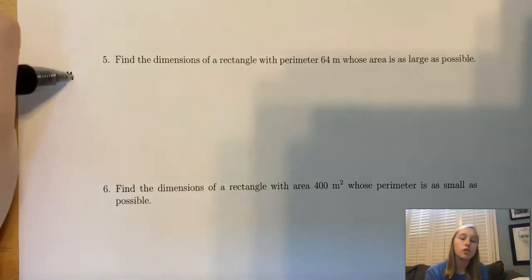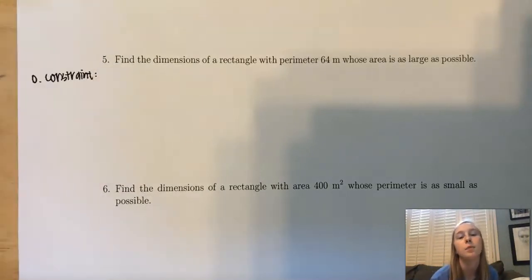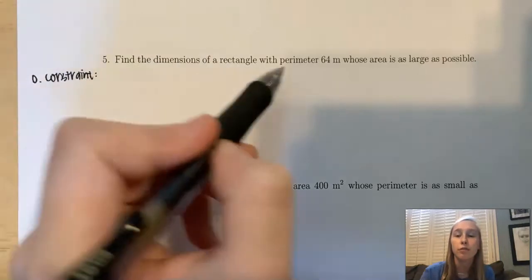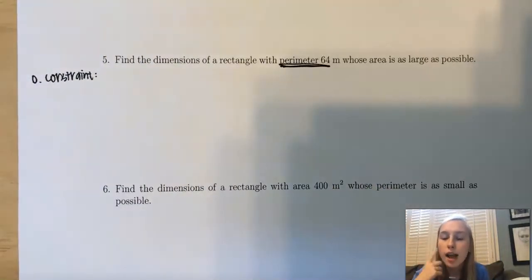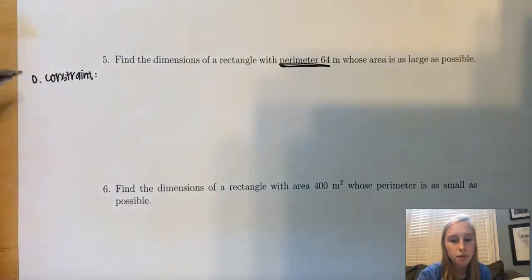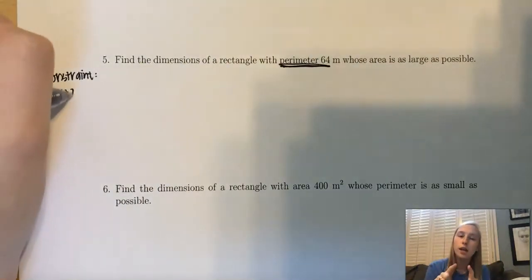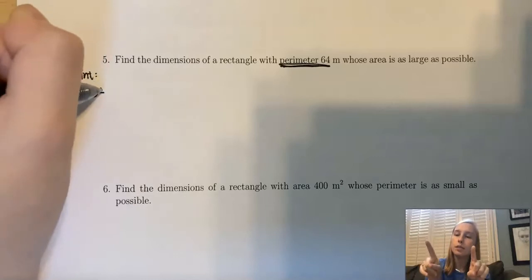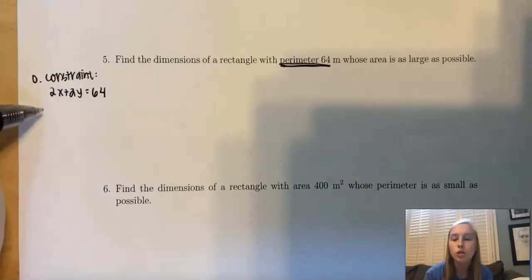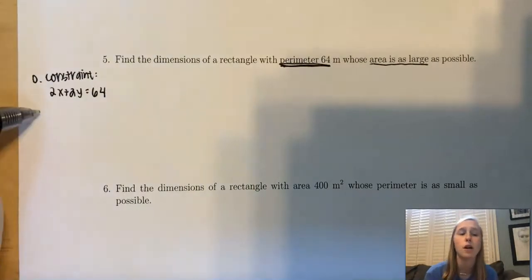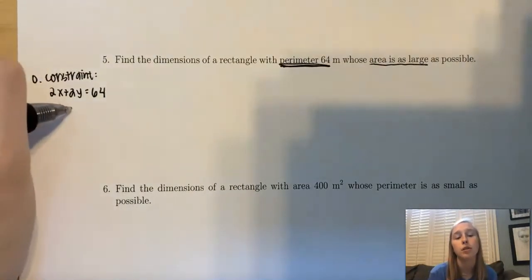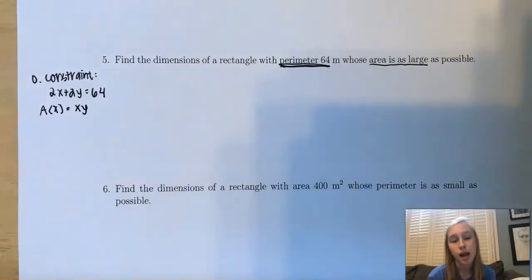So the constraint is finding the dimensions of a rectangle with a perimeter of 64. So the perimeter 64 is the constraint, and you just have to logically think through what that actually means. A perimeter is 4 sides, 2 are the same size, and the other 2 are the same size. So it's 2x plus 2y equals 64. And then the area is as large as possible, and that, as you know, is xy, base times height. So that is a product.